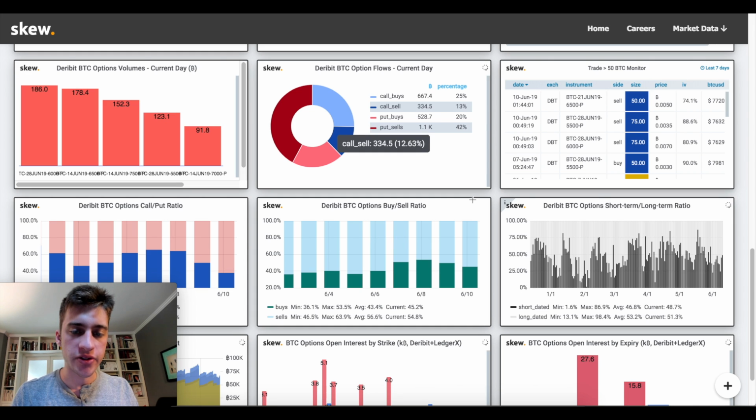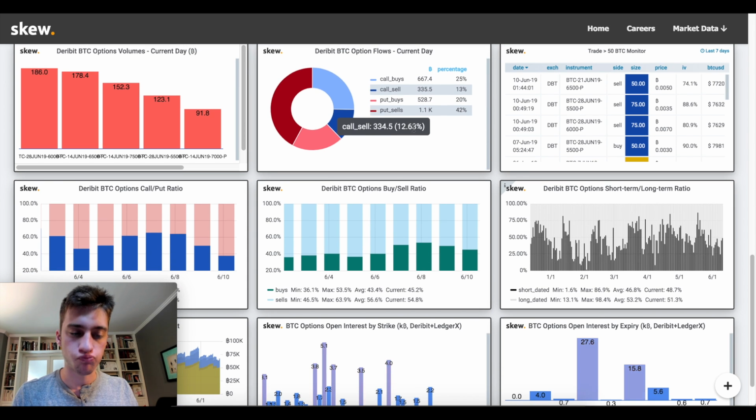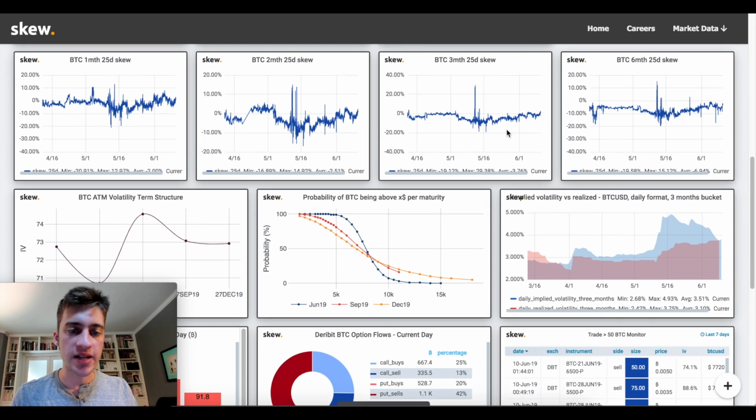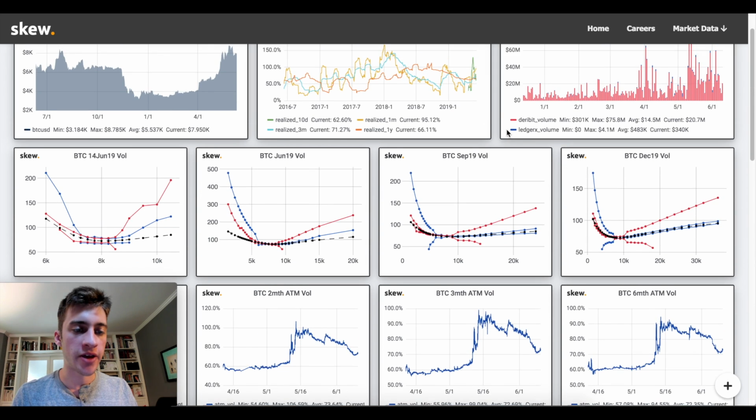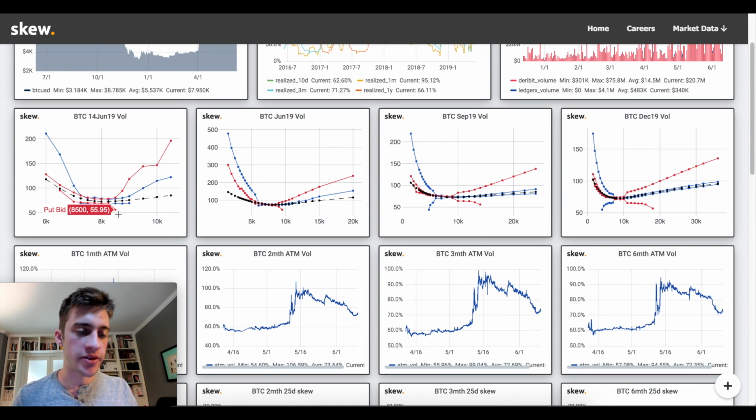You see here on Skew that a lot of people are betting that the market goes up. And it's not surprising that for the June 14ths, the put bid, meaning I'm betting that the market goes down, is as cheap as it is, because so many people are betting that the market goes up. And so many people are selling puts that buying a put would be cheaper because so many people want to sell the puts. So this is another thing that you can do.